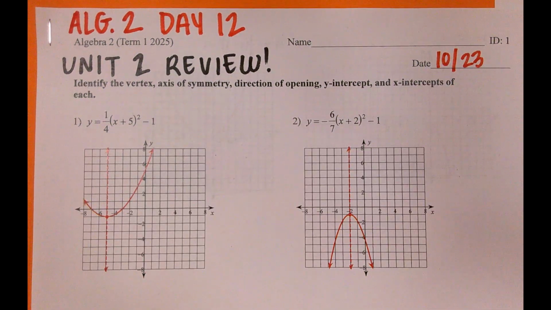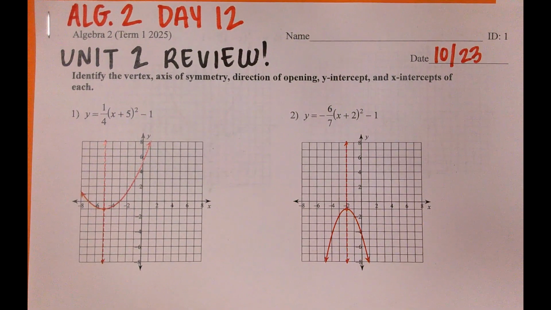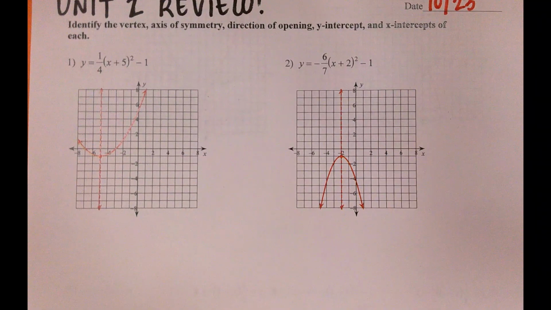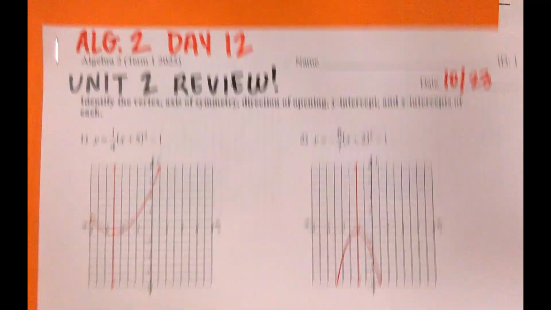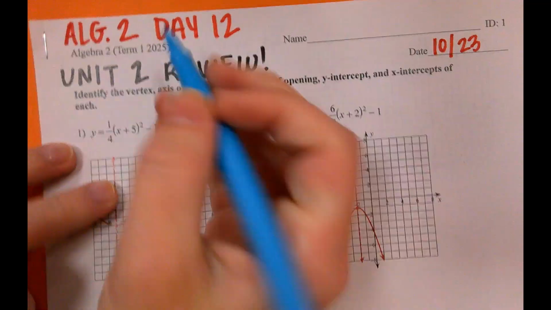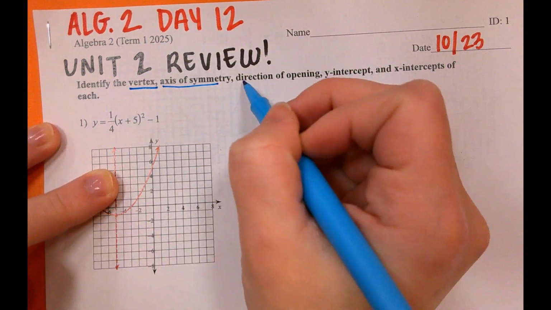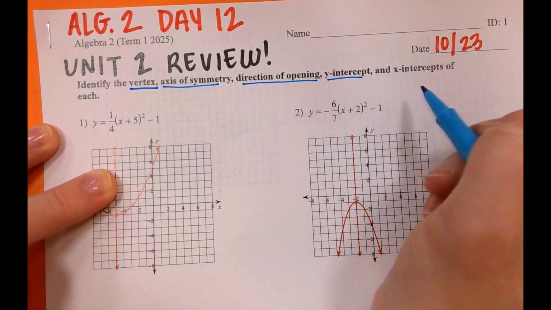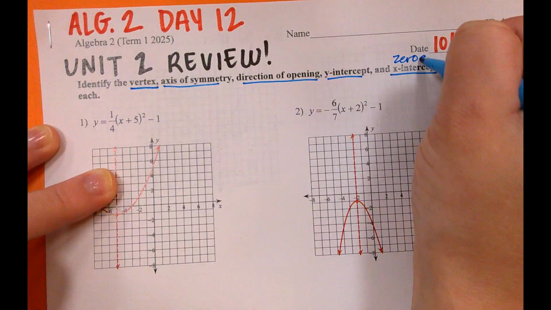Day 12 now in Algebra 2. For your do now today, I gave you this worksheet where there are 20 different parabolas. Just kidding, 16, not 20. There are 16 different parabolas. And the directions say that I wanted you to identify the vertex, the axis of symmetry, the direction of opening, the y-intercept, and the x-intercepts, or the zeros.